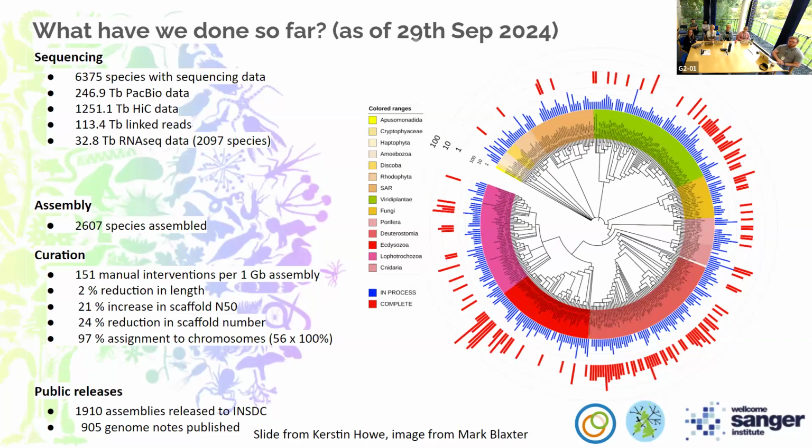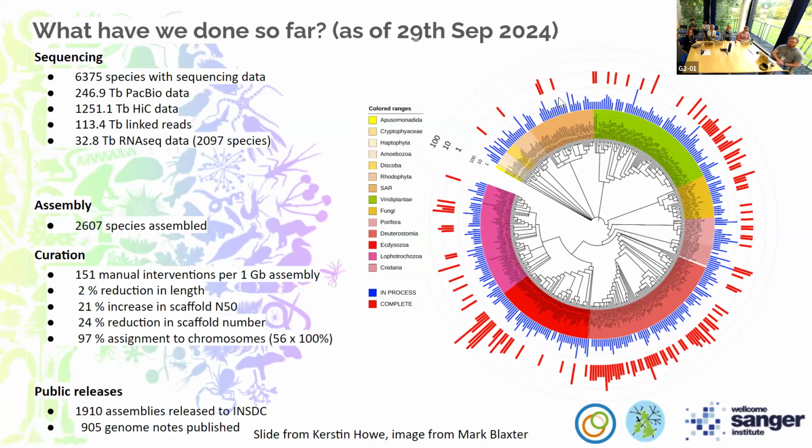So what have we done so far? These data are updated regularly. This is correct as of the 29th of September 2024. We have over 6,000 different species in our pipelines, with some sequencing data having been produced. And we've reached the level of data required for nearly 2,500 of those species. So just over 2,500 have gone through to assembly.